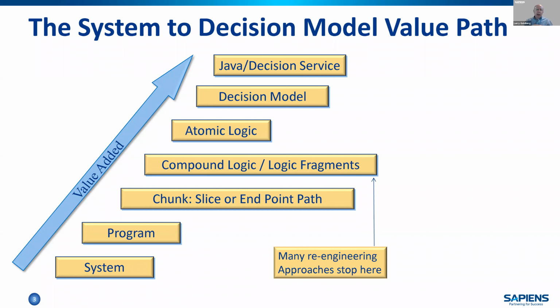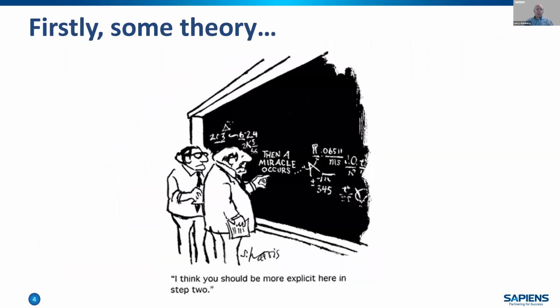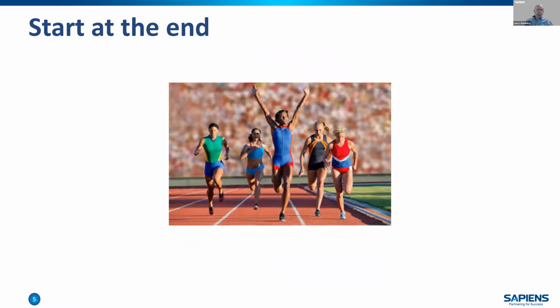And that was our idea back in the early 2000s, and that's what we've tried to implement in ALE, and it's been very successful. So I want to get into a little bit of theory of how we actually derive these decision models from legacy code, and we'll start with this notion of starting at the end.